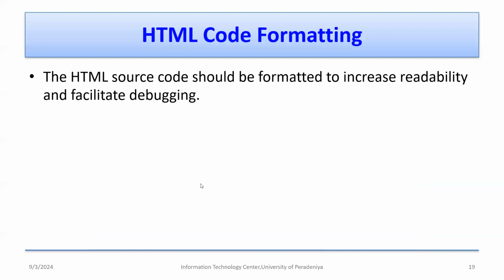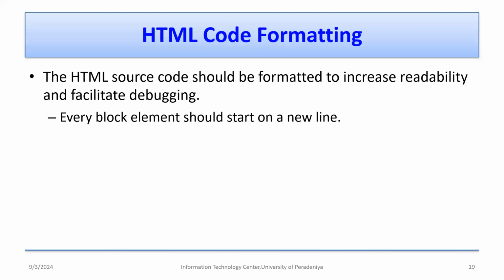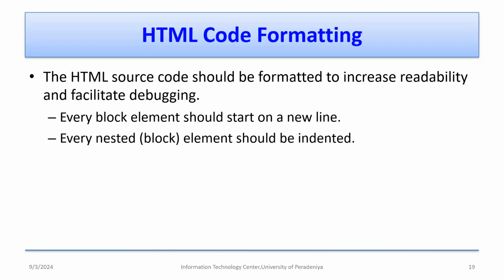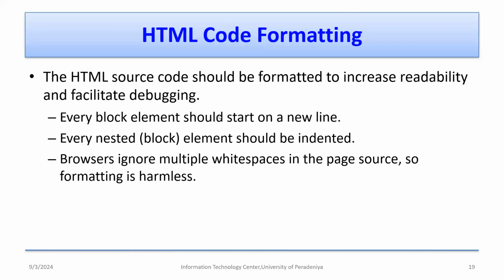We call it HTML source code, or the HTML web page, formatted to increase readability and facilitate debugging. So every block element in the source code can start on a new line, and every nested element should be indented. So we can indent text, so that we can have one particular block. Basically, web browsers ignore the white spaces in a web page.